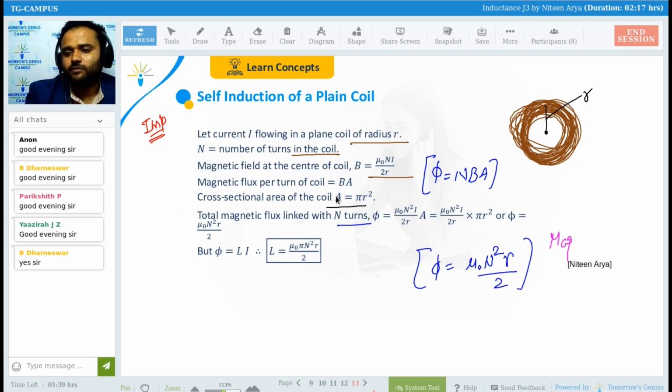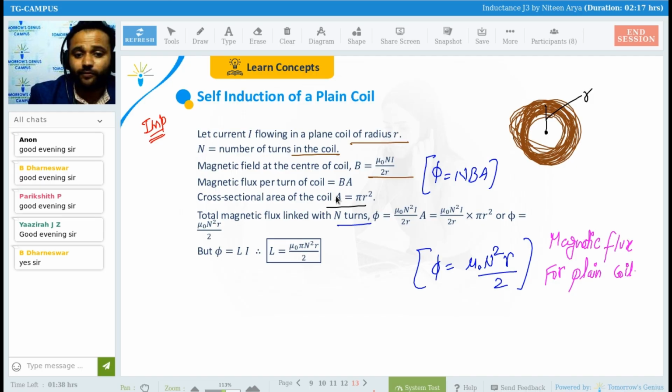This is the magnetic flux for a plane coil. This is not a solenoid, it is a simple plane coil, but having n turns. Again, phi equals L I. So for that reason, L equals mu naught pi N square r by 2, and that is important. Directly you can use it.